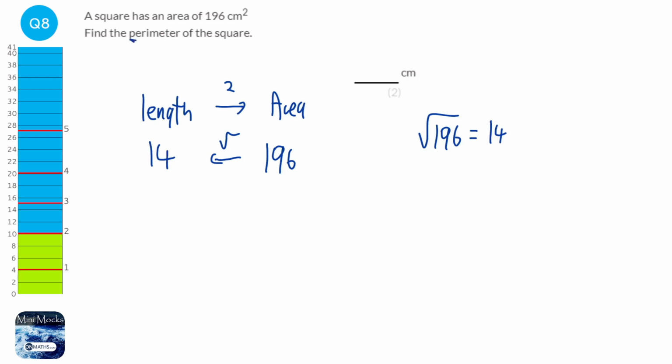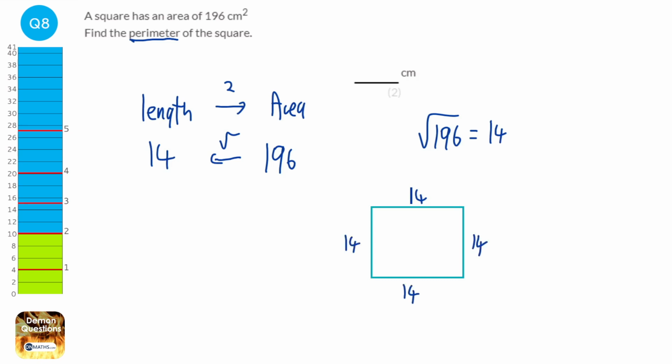So to work out what the perimeter is going to be, the distance around the square, if I draw a square out, we know that each of these lengths are 14. So it's just going to be 14 times 4, which will be 56.